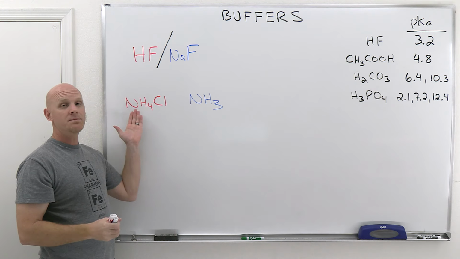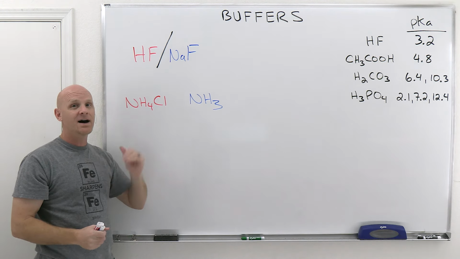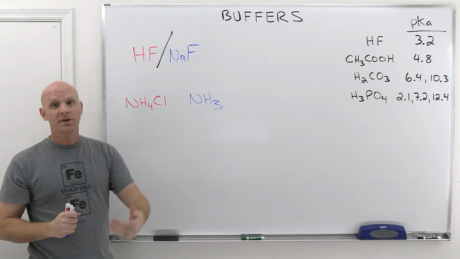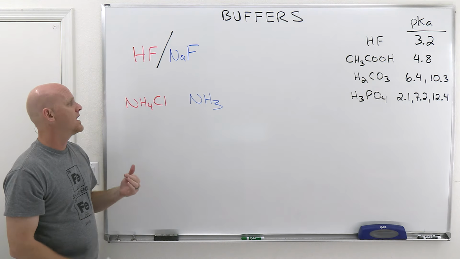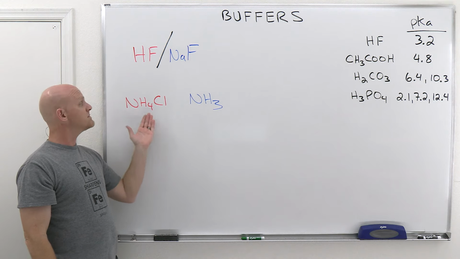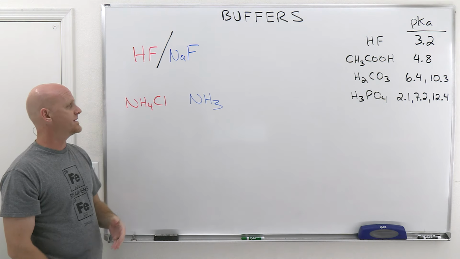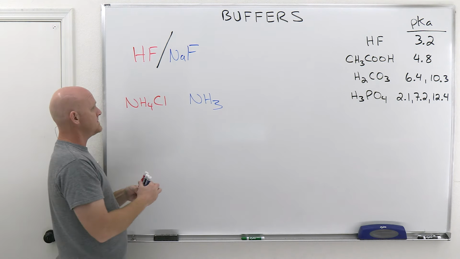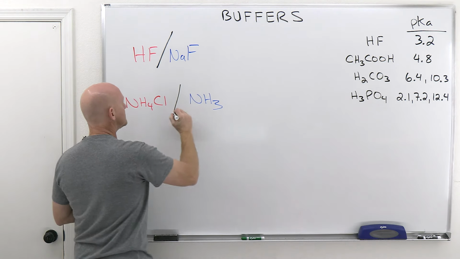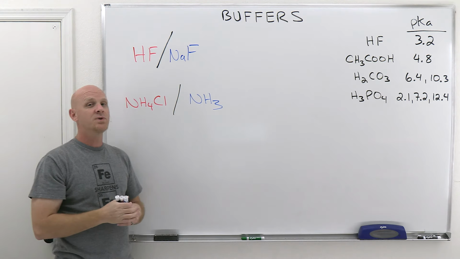But technically, we could put ammonium chloride, bromide, iodide, ammonium chlorate, ammonium nitrate. Any one of those would work out fairly well in this case. But ammonium chloride is probably the most common one you're going to see. Cool. And again, mixing ammonia and ammonium chloride in the right ratio is going to get you a buffer.